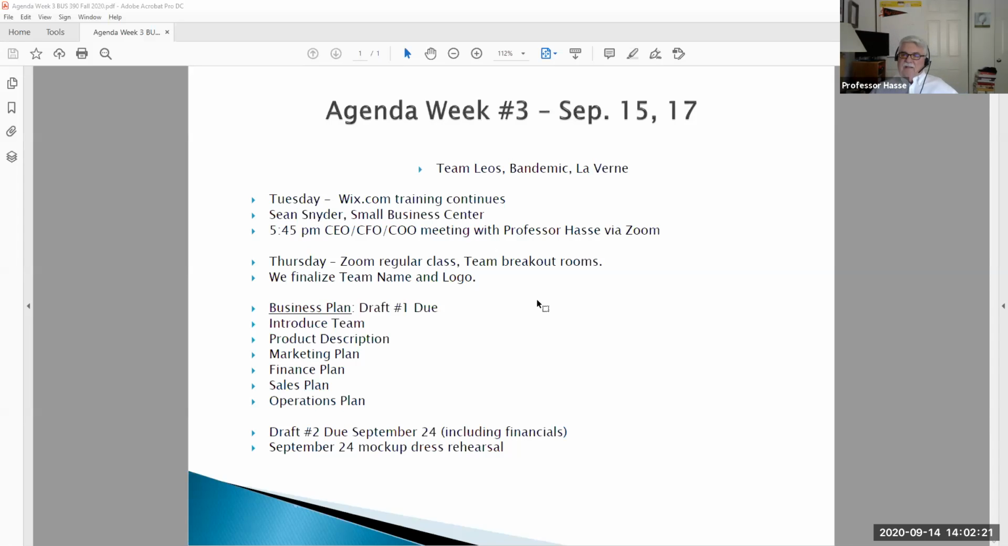Then a week from that day, Thursday, September 24th, we will have the second draft due of the business plan, and that one will include the preliminary financial statement numbers, the most likely scenario of your team's plan, the worst case scenario of your team's plan, and your best case scenario of your team's plan. That is due a week from Thursday. And I will talk about that with your officers tomorrow afternoon.